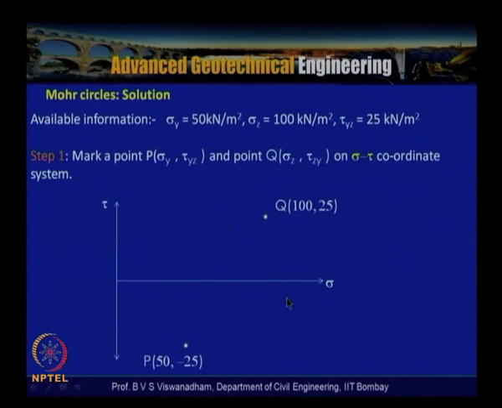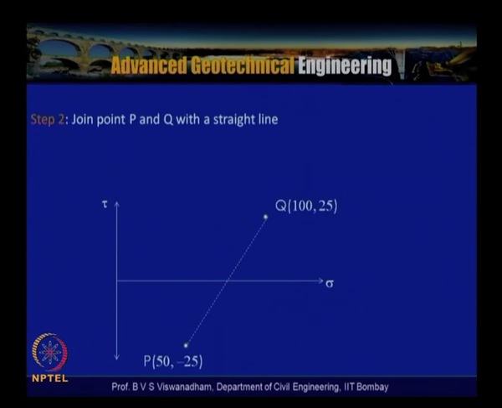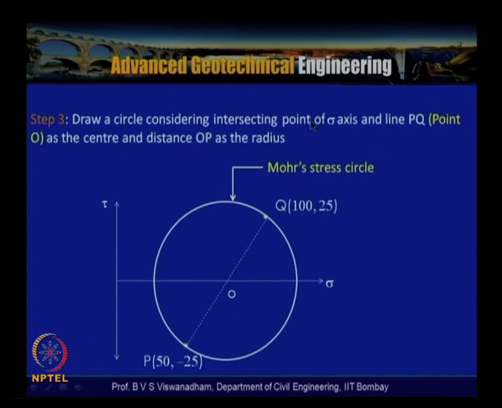So, step 1 in constructing the Mohr circle is to mark the point P (sigma y, tau yz) and point Q (sigma z, tau zy) on the tau-sigma coordinate system. Then, in the next step, join P and Q with a straight line, then draw the circle, considering the point O where the sigma axis intersects line PQ as the center, and the distance OP as the radius. With this we have got a circle, which is called the Mohr circle.